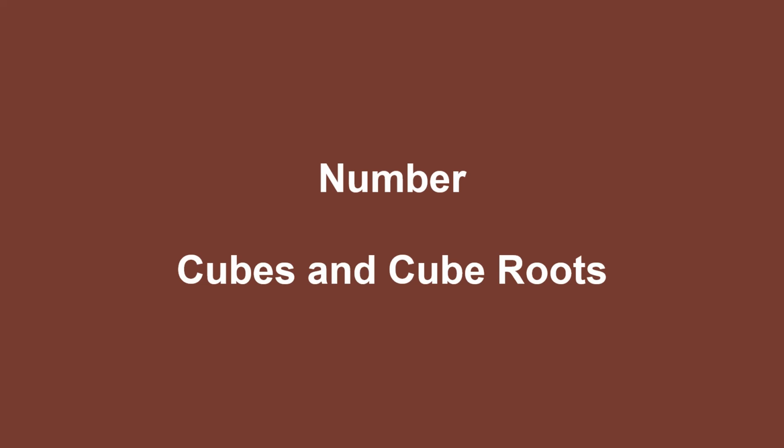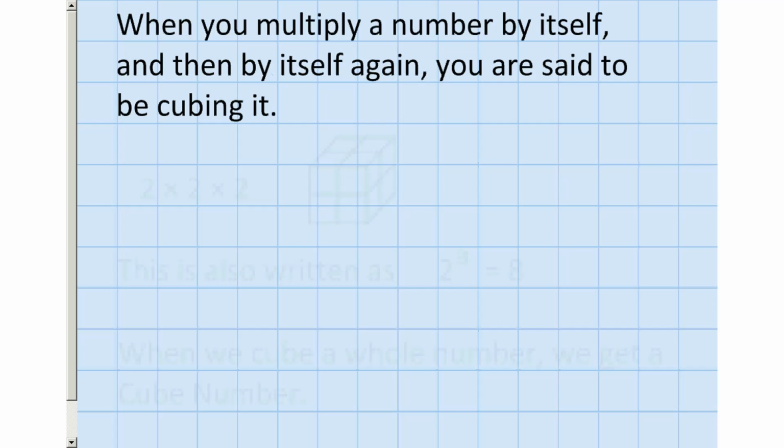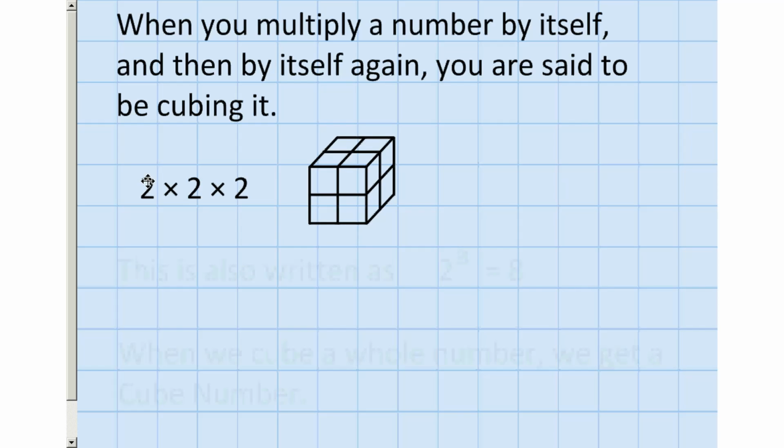Cubes and cube roots. Now, if you've just seen the video on squares and square roots, it's going to be a bit of déjà vu because this is very similar. So when you multiply a number by itself and then by itself again, you are in fact said to be cubing it. So for example, 2 times 2 times 2, we say we're cubing it because it actually makes sense to think of it as a cube that's 2 by 2 on the base and 2 tall.